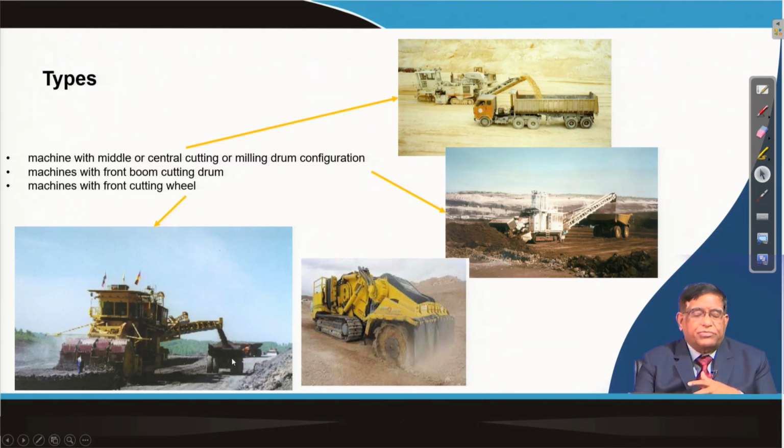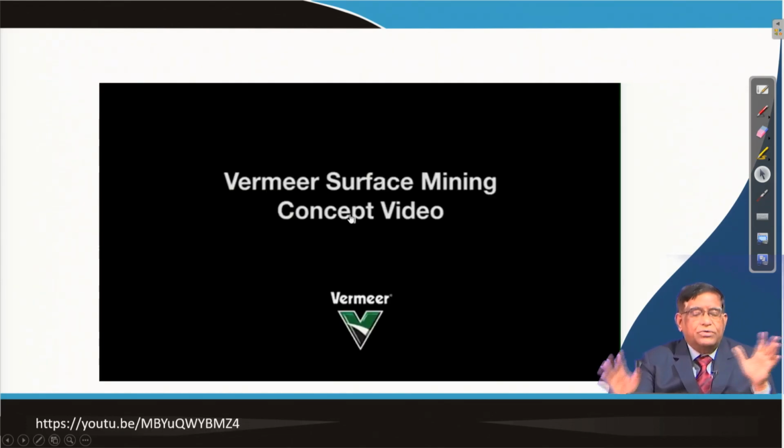It can be loaded on a truck or it can be made in a windrow at the back. And the other one is with a front cutting wheel. You can see here this wheel will be rotating in the opposite direction, cutting, and the material will be just dumped in front of the cutting drum, and the machine will be moving in the other direction. So, these are the 3 types of machines we will be discussing now slowly.